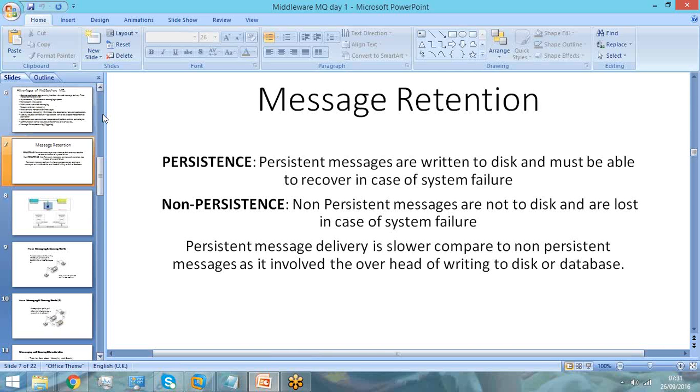Then we are done for today. We will revise these topics, and this is only the basics that we have done. This is not even the basics of MQ. Message retention and such are common across middleware itself, so we are just going very basic. Tomorrow we'll revise this as well.